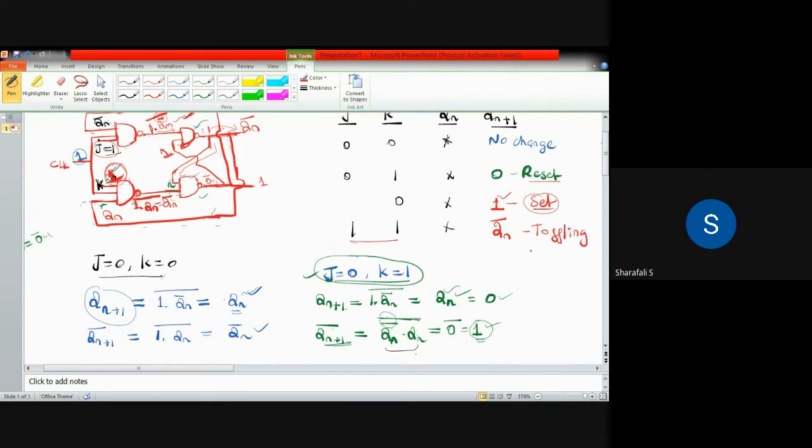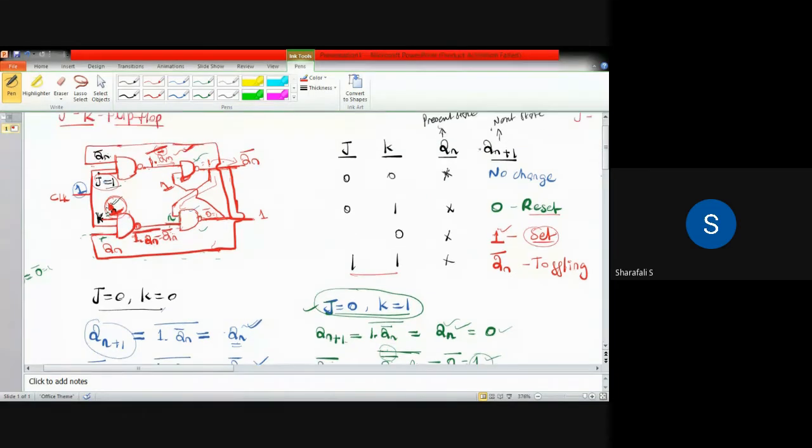So this toggling means if you have Qn as your previous present state, the next state will be Qn bar. So if 0 is your present state, then that will become 0 bar, which is equal to 1. Or if 1 is your present state, then it will become 1 bar, which is 0, in the next state. So it is just a toggle.